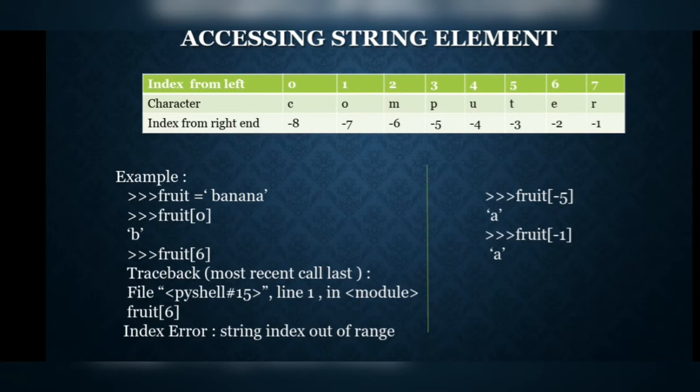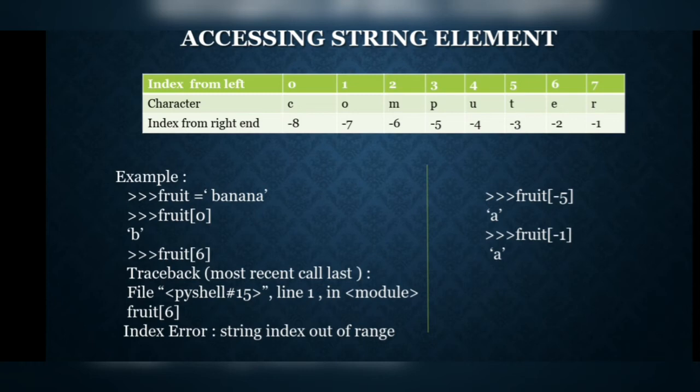From left to right, the first character of the string has the index 0. It is important, please note it. From right end to left, the first character of a string is -1. Here, the string is computed with a positive or negative index position number. Index from left: 0 for C and 1 for O, like that. And next, index from right end: -1 for R, -2 for E, and so on.